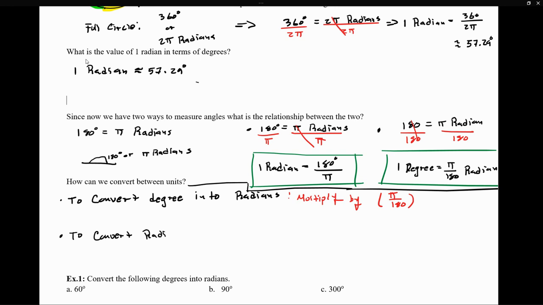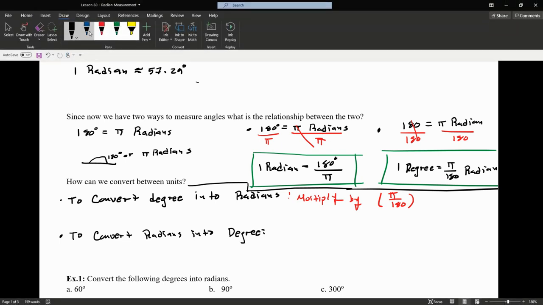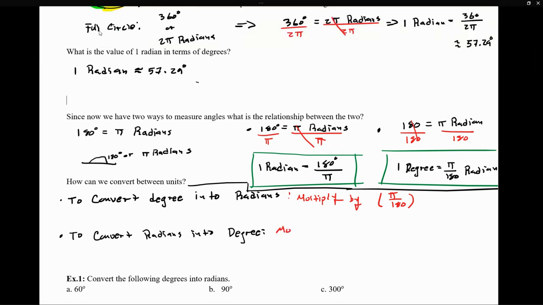And the other way around, if I want to convert radians into degrees, all we got to do is take a look at the radians that were given to us and just multiply by 180 over pi, because this is exactly the relationship that we have. 1 radian is equivalent to 180 over pi.